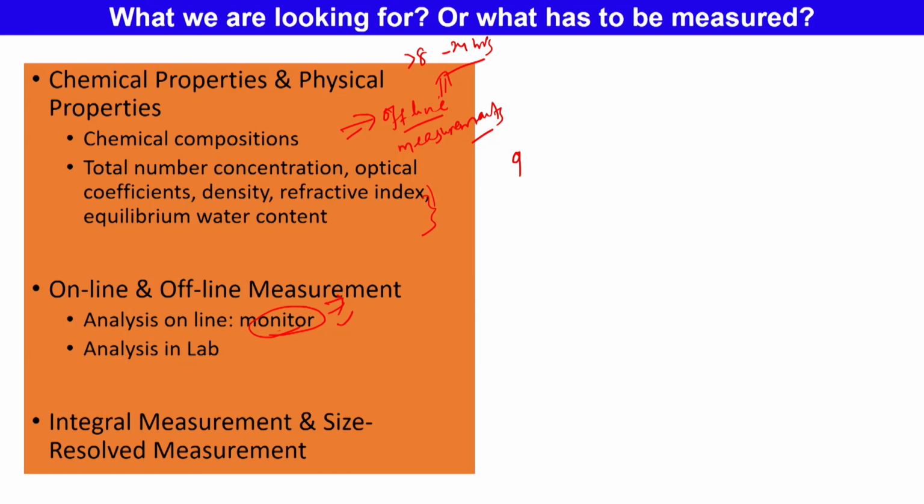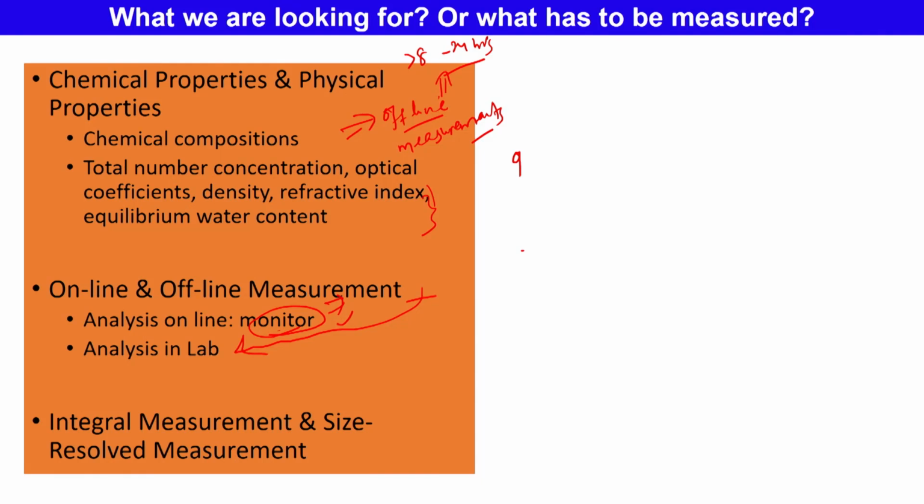And then if you are doing offline measurements, what you have to do is collect the filter samples and bring them to the lab, and you have to do the chemical analysis in the lab itself. You cannot do that in the field, okay? So you have to do chemical analysis in the lab. This is a very time consuming and tedious job.